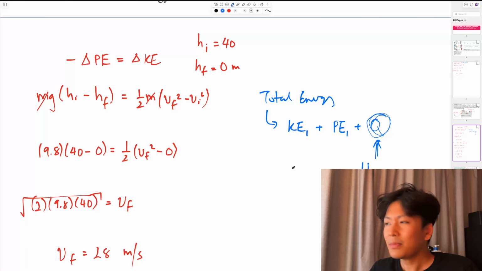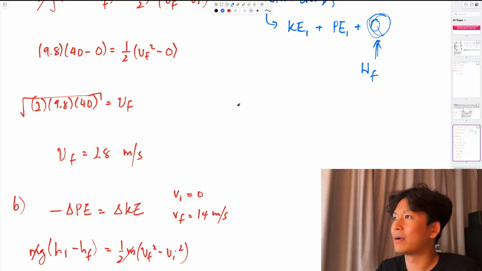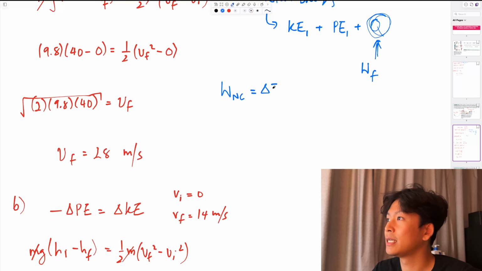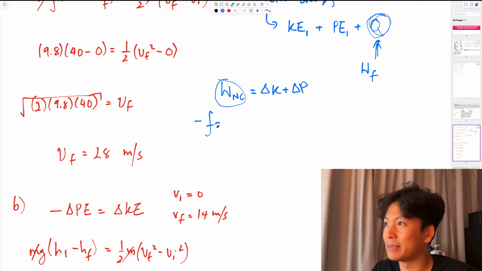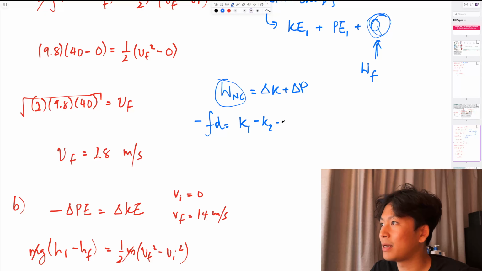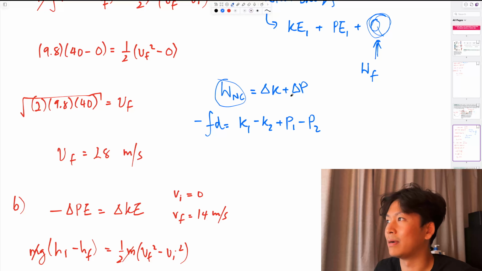And so I can mathematically describe it, I guess. I could say that the work done by non-conservative forces, starting from my work-energy relation, is equal to the change in kinetic energy plus the change in potential energy. And then from there, this work done by non-conservative force is literally just the work done by my frictional force. So minus force times the path length is going to equal the change in kinetic energy, which is K1 minus K2, plus P1 minus P2, right? That's what change means.